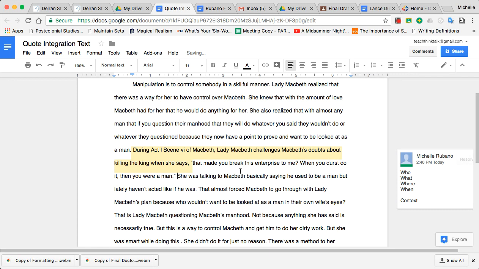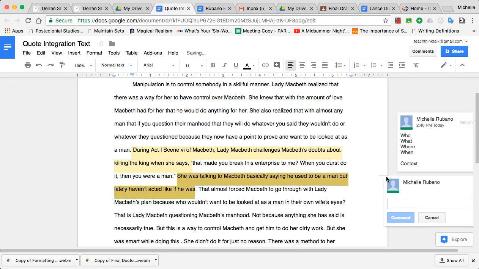But we are going to leave this sentence right here because this sentence takes the quote and puts it in their own words. That's very important. We don't just want to plop a quote without explaining it. You have to provide an interpretation.